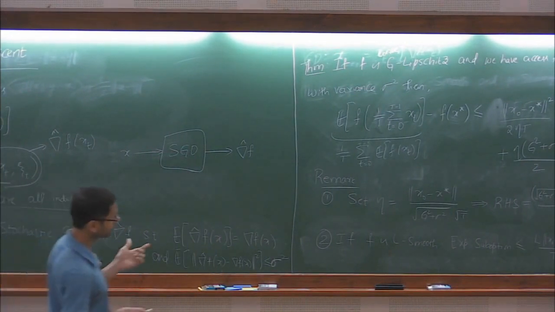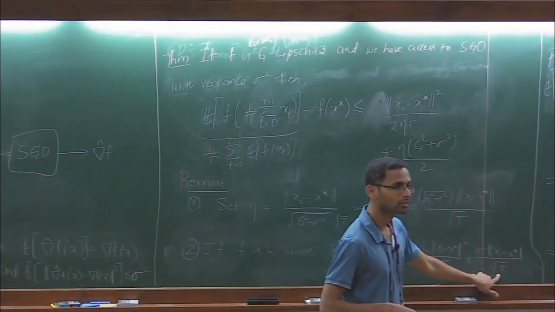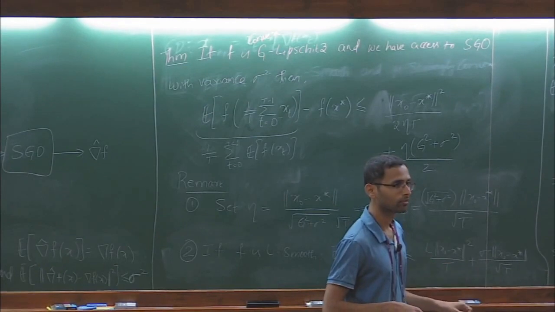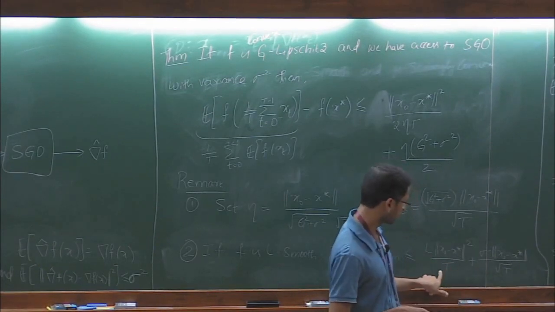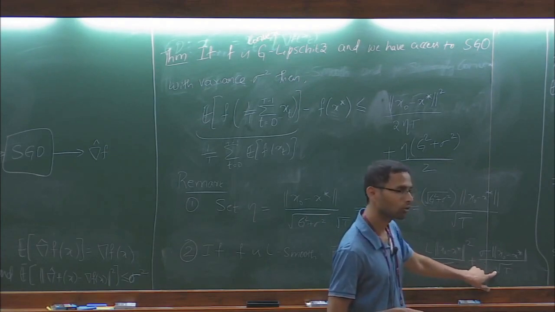If you have strong convexity, it turns out that you can get a 1 over t rate, with exponential decay on this part, and a 1 over t instead of 1 over square root t here.